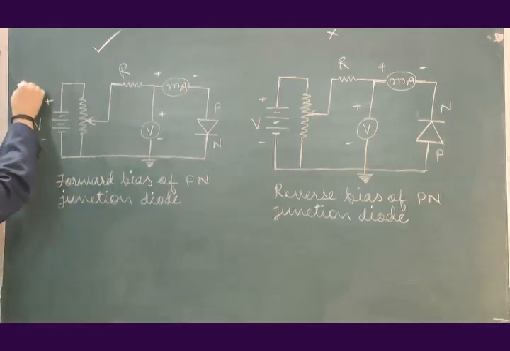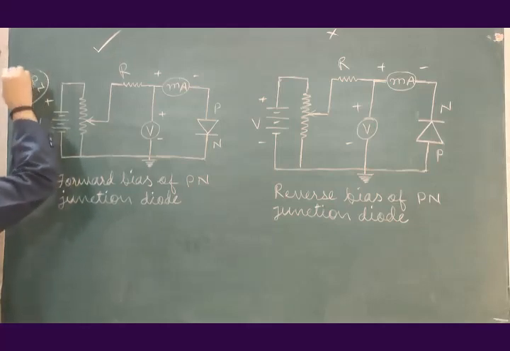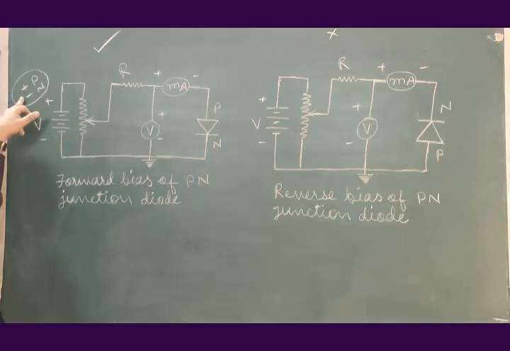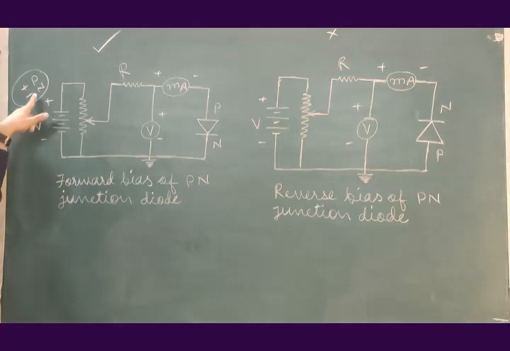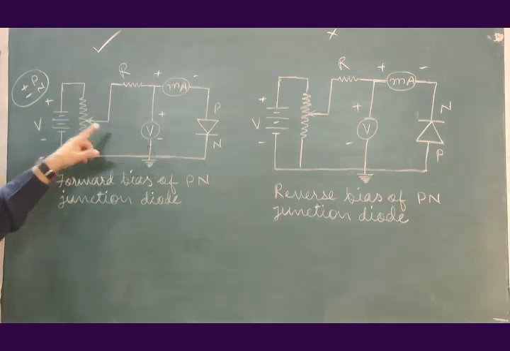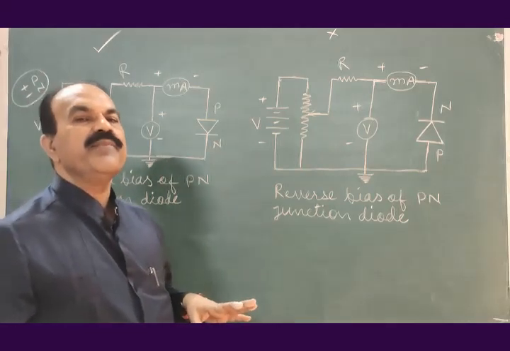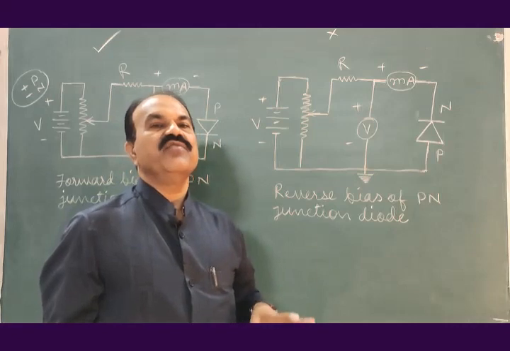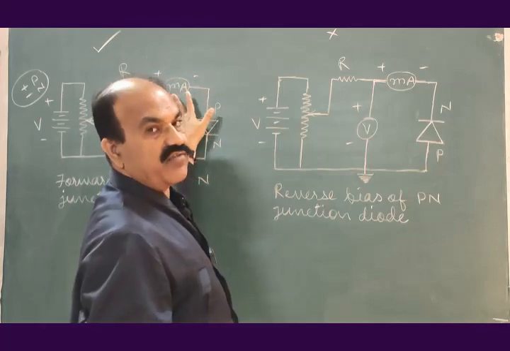P to P, N to N: positive to P side, negative to N side. The positive terminal of the power supply or battery is always connected to the P type semiconductor. The negative terminal is always connected to the N type semiconductor of the PN junction diode. This type of circuit diagram is used to study the IV characteristics of a PN junction diode in forward bias. So this is the circuit diagram for forward bias.